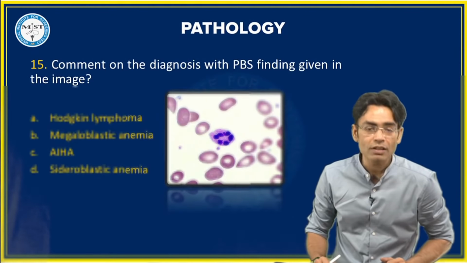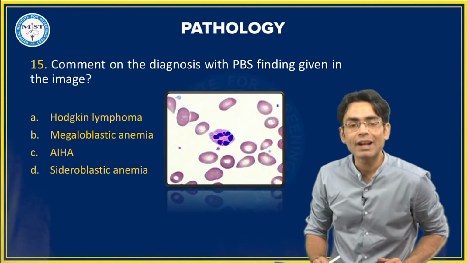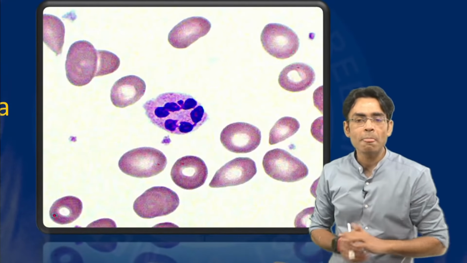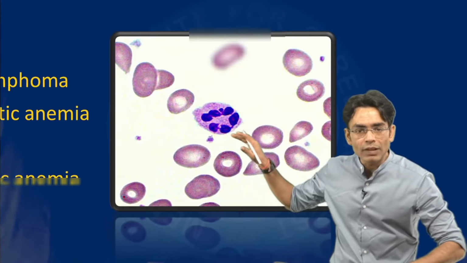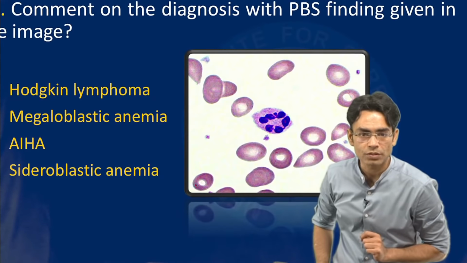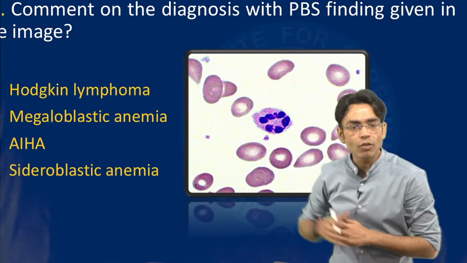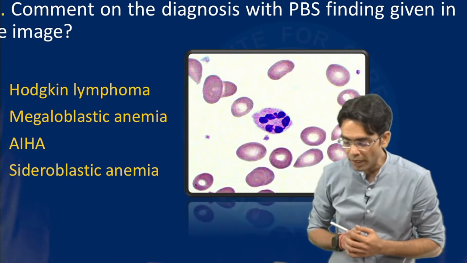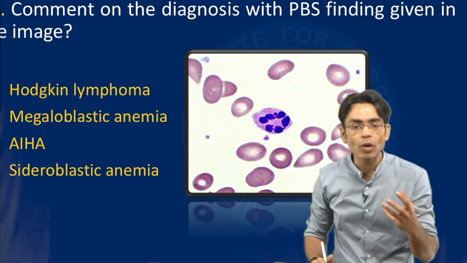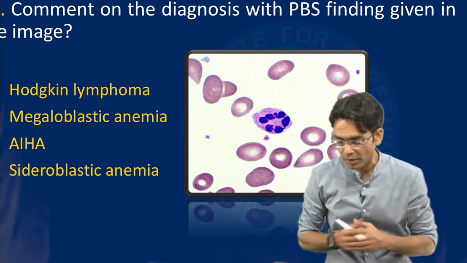The next question, comment on the diagnosis with the PBS finding given in the image. So let me zoom the image for you. This is the image we are getting, and they're asking you that with this image taken into consideration, what is your diagnosis? Is it Hodgkin's lymphoma, or is it megaloblastic anemia, or is it autoimmune hemolytic anemia, or sideroblastic anemia? So please.